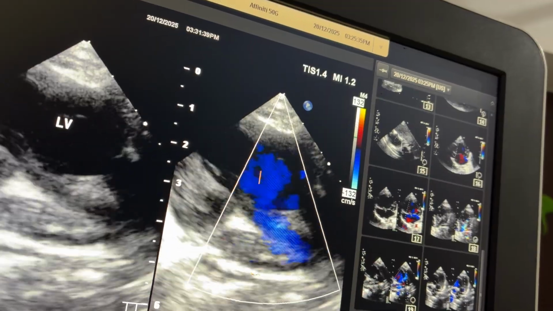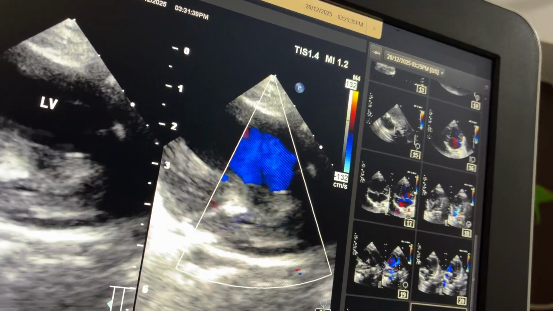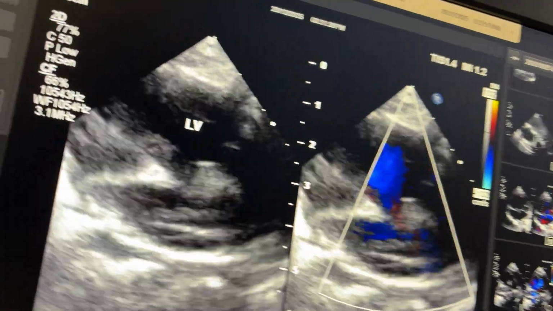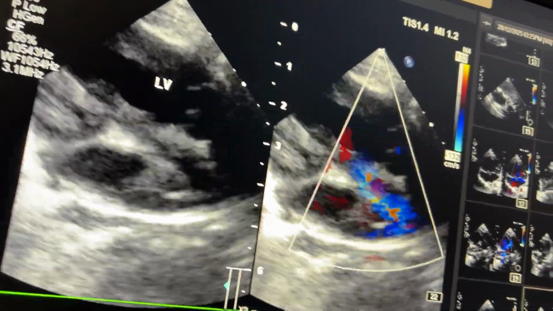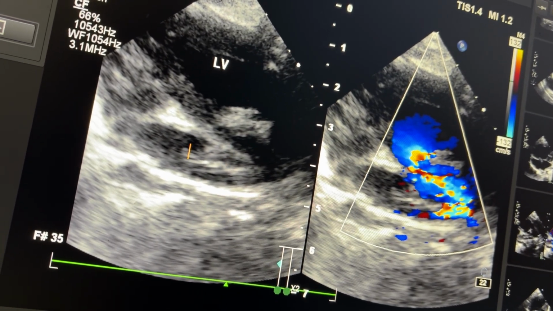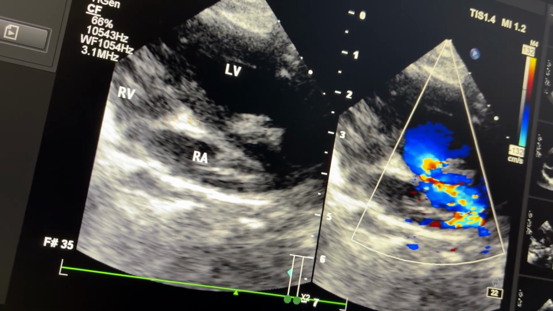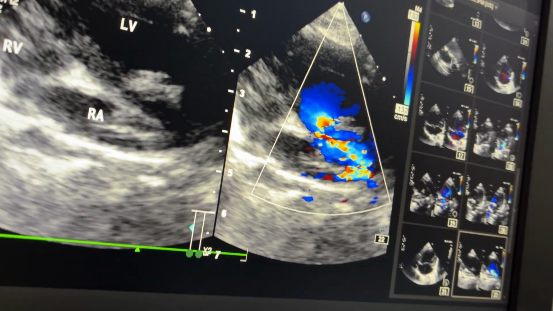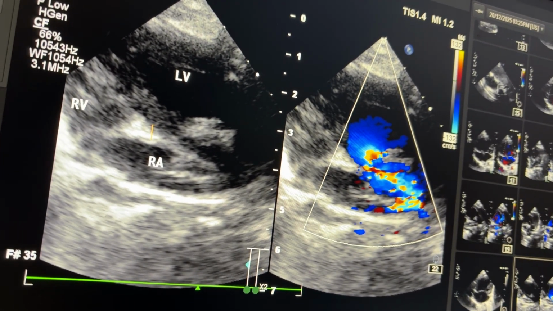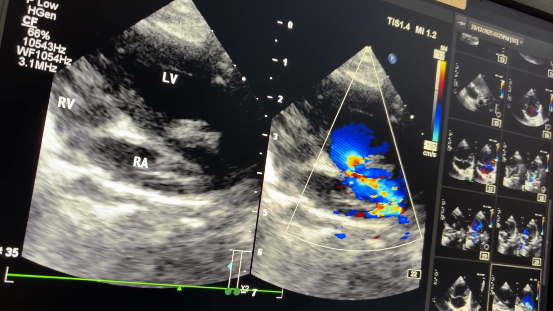So double outlet left ventricle with complete AV septal defect, left atrial isomerism. Structure-wise, this is the right atrium, this is the right ventricle. So that is the point in this image. Now this kind of congenital heart disease is very tough to explain. Anyway, I am trying.